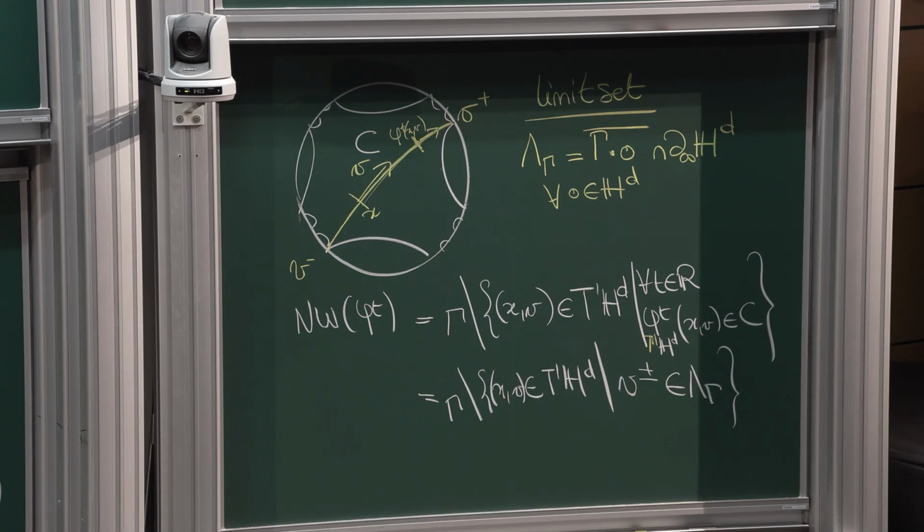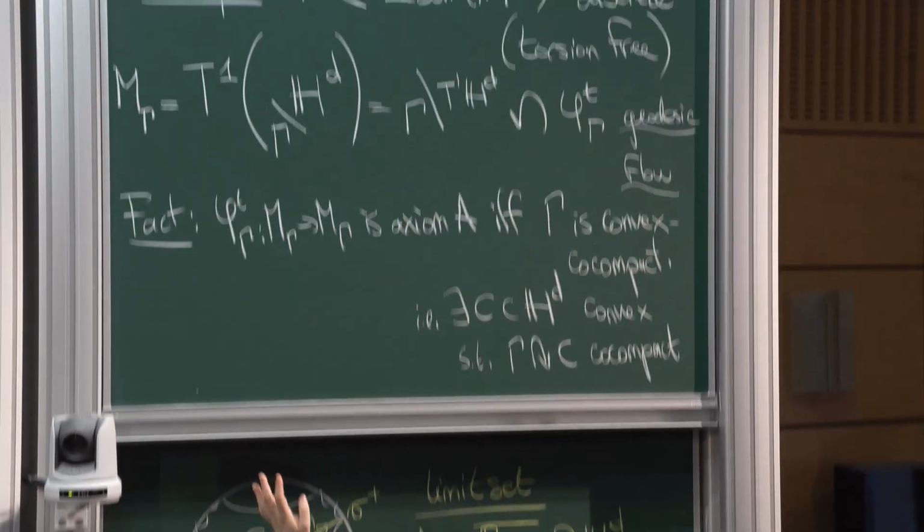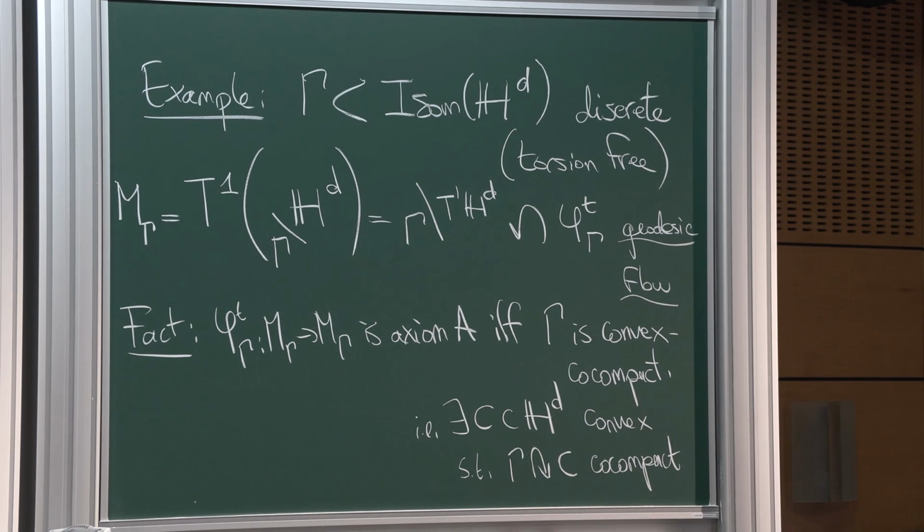And also for the whole. You could have a convex set that's preserved, but the action is not co-compact. Yeah, but then I don't know. Because really the implication that I want to think of is that if gamma is convex co-compact, then the flow is axiom A. I don't care much about the other one.